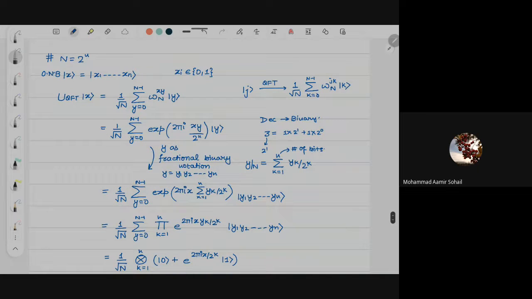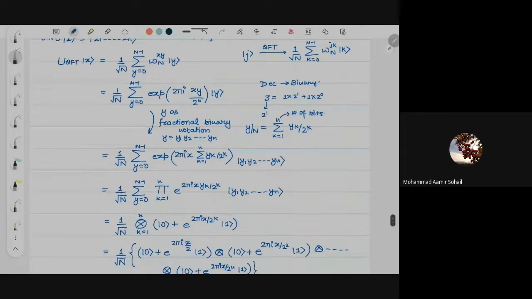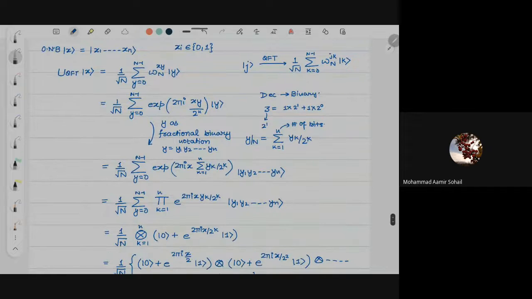So here is the thing. We consider the number of qubits to be n, so the dimension is 2 raised to n, and all the orthonormal basis states, which is this x, can be written in binary form. So x1 till xn, and all these x_i belong to 0 to 1. So we will have this unitary matrix, and then we have the state x.